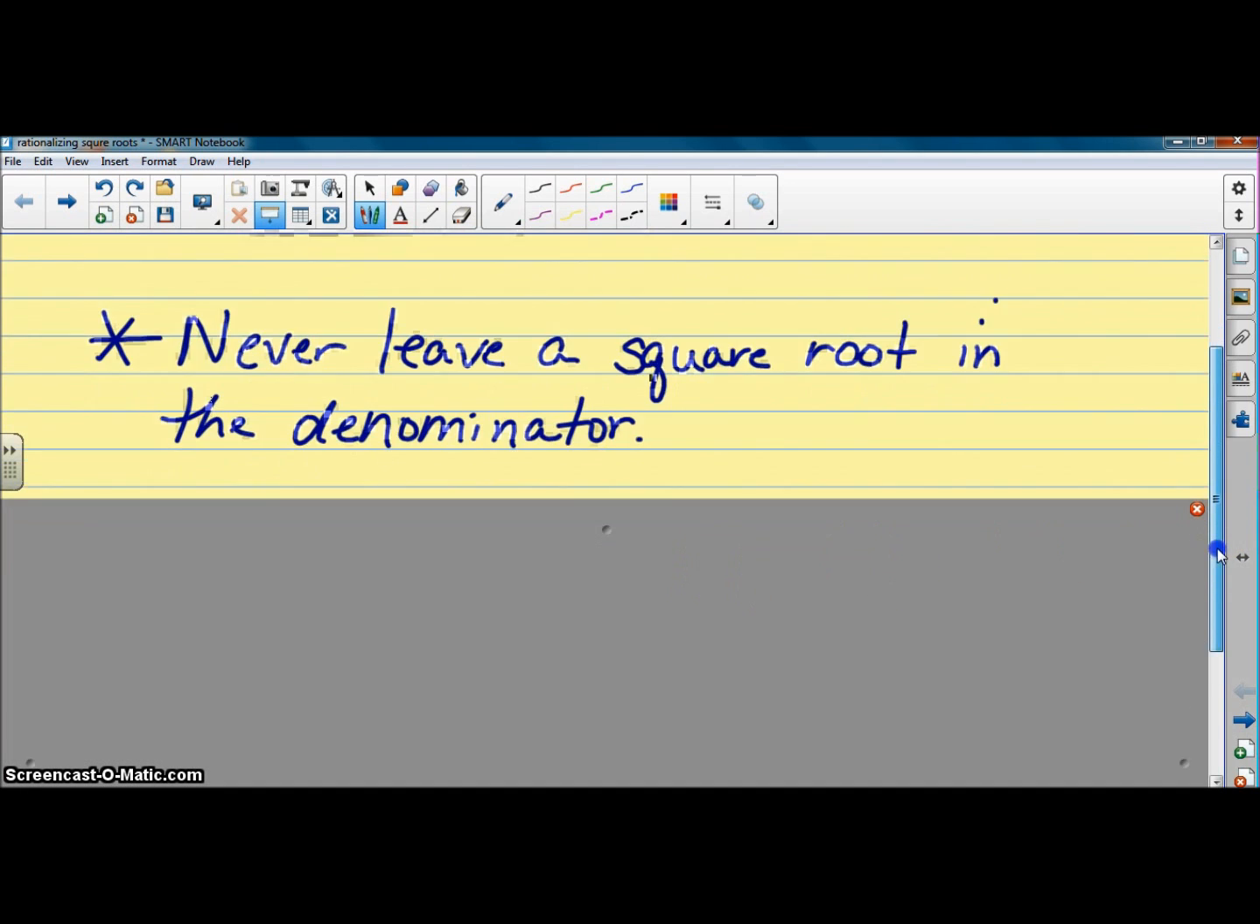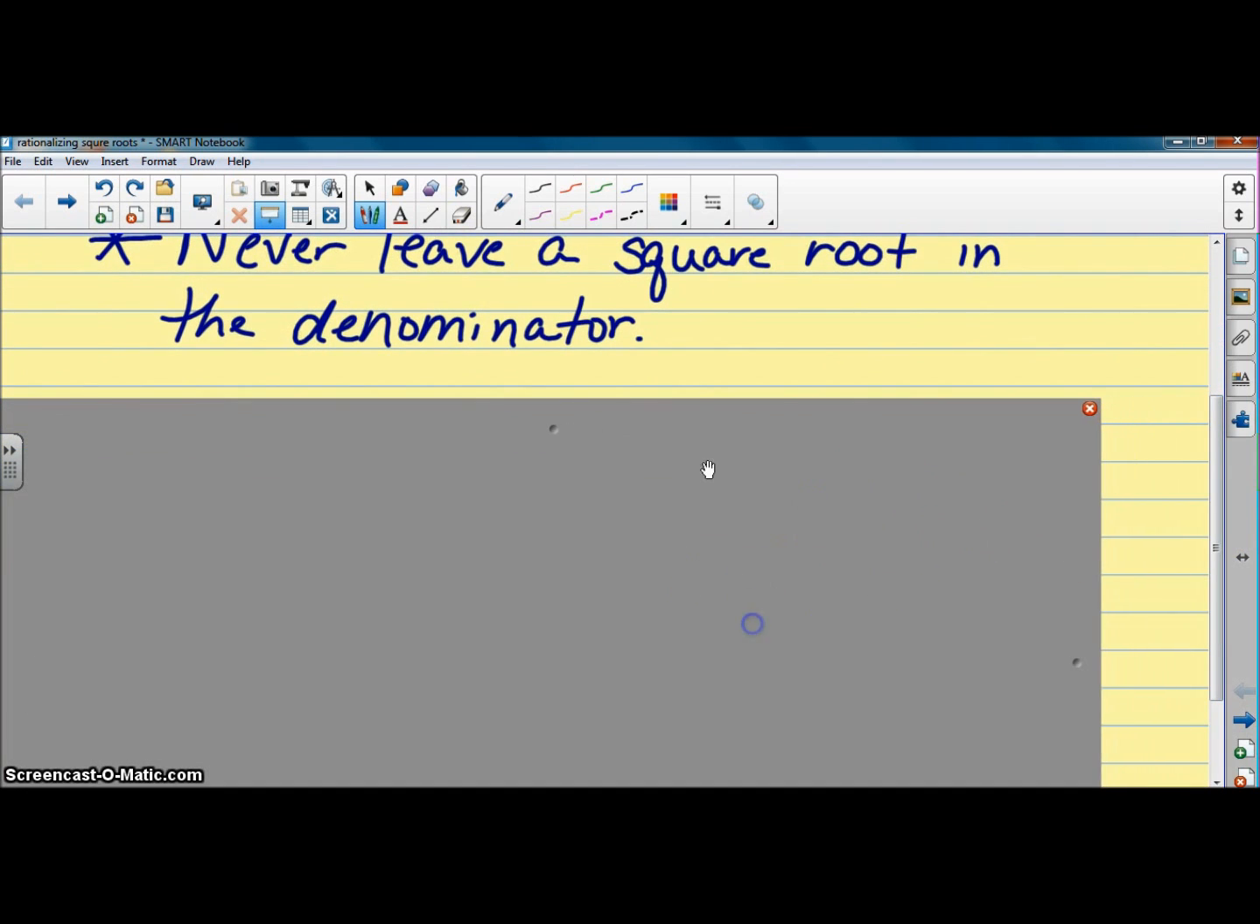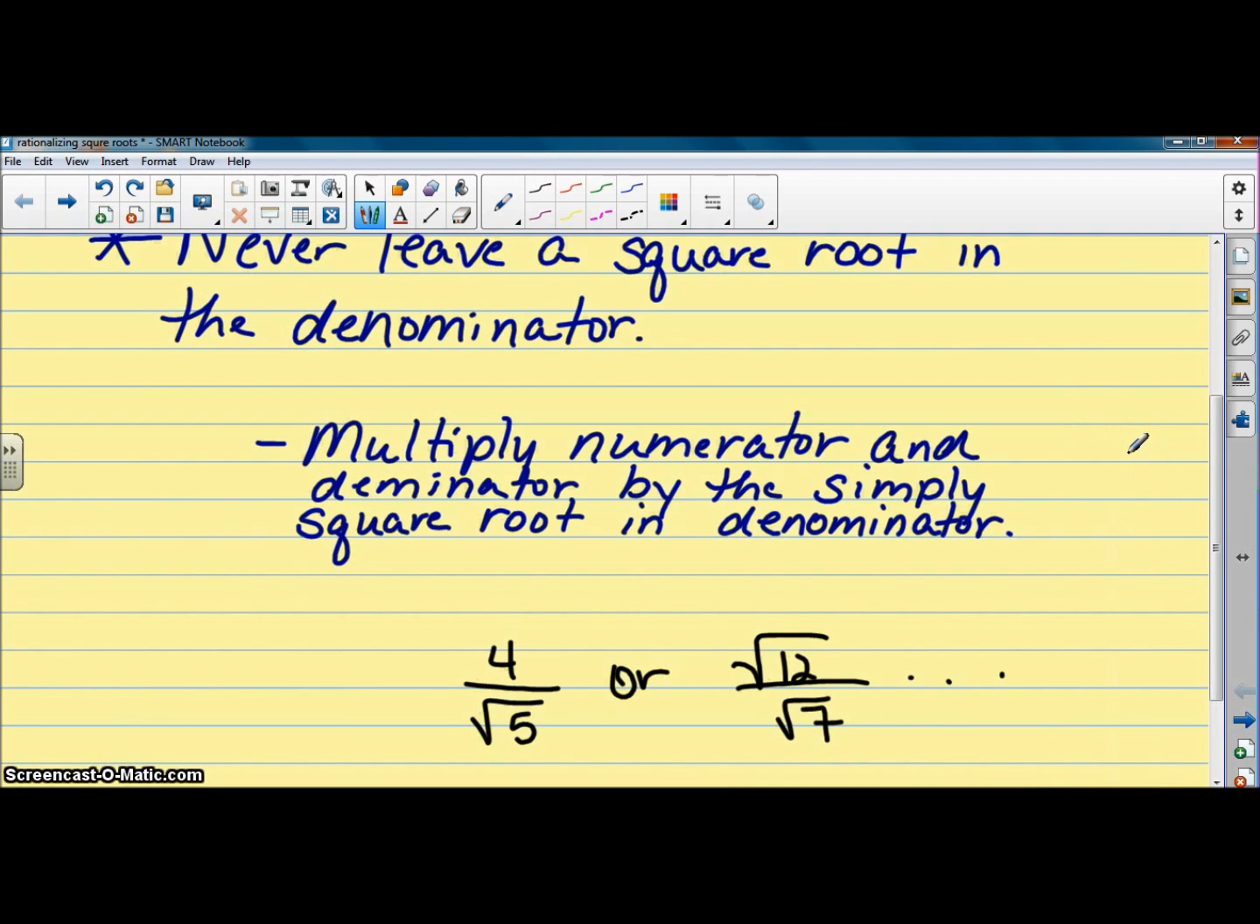So the process to clear this up is to simply multiply your numerator and your denominator by the simple square root that's in your denominator. So you'll see here two examples, 4 over the square root of 5 and the square root of 12 over the square root of 7. What you're going to do is multiply your top and bottom, your numerator and denominator, in this case by the square root of 5, because that's your simple square root in the denominator, and in this one it would be by the square root of 7.